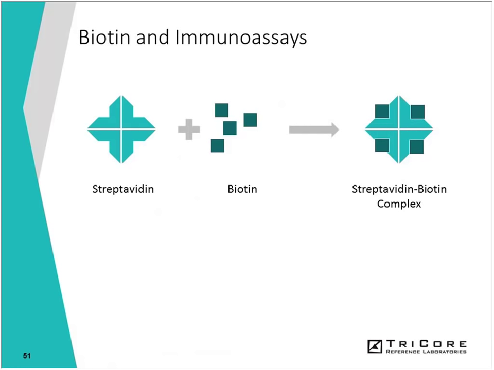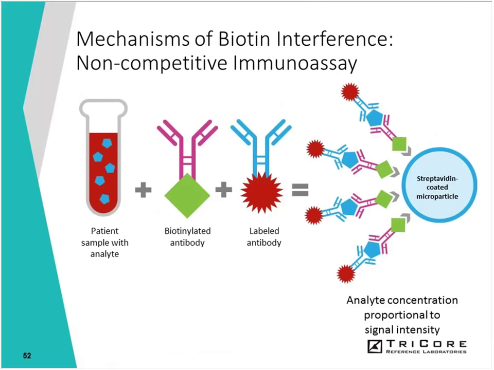So why is all of this important? It's because biotin is widely used with streptavidin as a reagent in many immunoassays, and exogenous biotin can cause interference. So streptavidin is a tetrameric protein with a very high affinity for binding biotin, and the binding of biotin to streptavidin is one of the strongest non-covalent interactions known in nature. Some immunoassays utilize streptavidin-coated microparticles to capture biotinylated antibody or antigen, and these types of assays can be vulnerable to biotin interference.